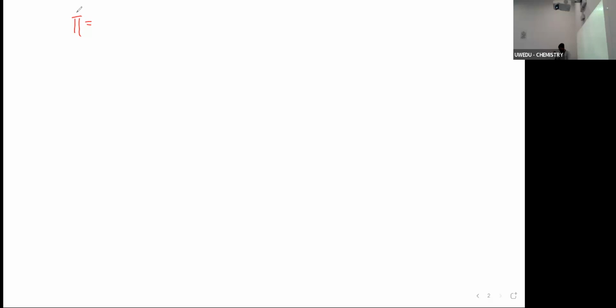Okay, next. Now pi is asked in Pascal. Now there are two options you can do. One is you convert all these units in MRT into SI units, or you calculate it first in bar and then convert. Whichever way.